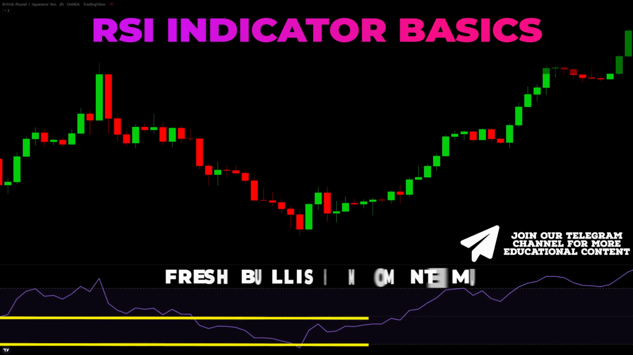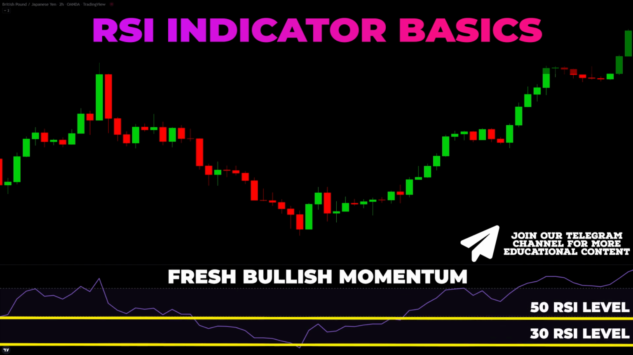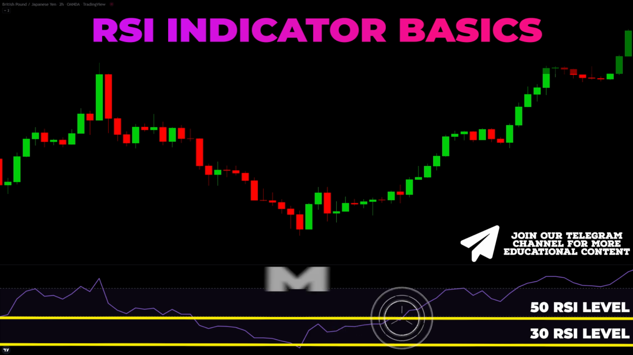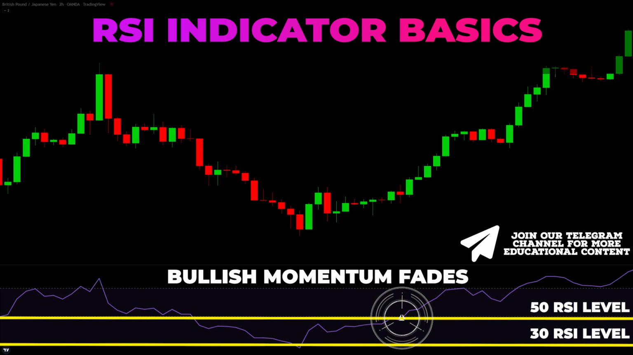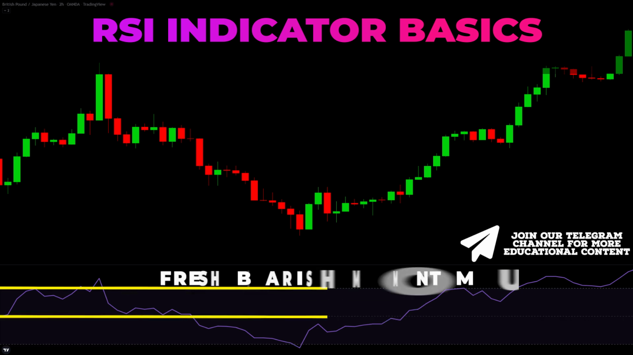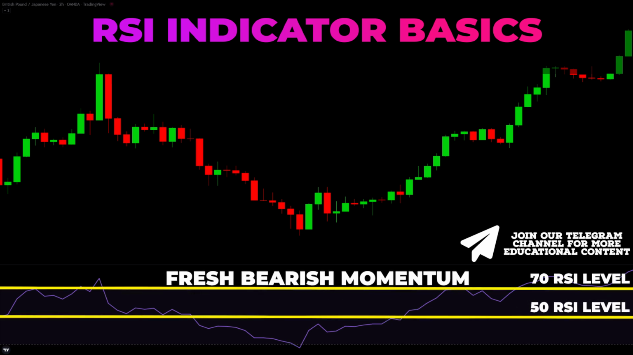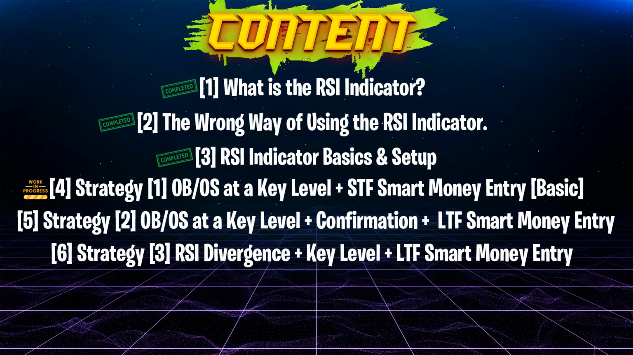Moreover, we have a fresh bullish momentum when the RSI line is trending up in the range between the 30 and 50 level. As the RSI line crosses the 50 level, bullish momentum fades. Also, we have a fresh bearish momentum when the RSI line is trending down in the range between the 70 and 50 level. But this does not always work in a real market. Hence, let's move on to the next topic, where we will show you our advanced strategies with this indicator.